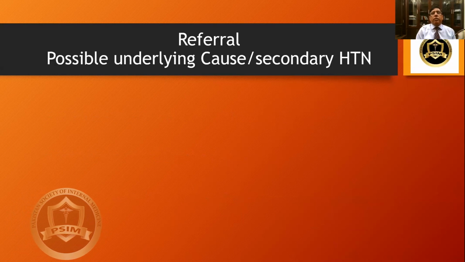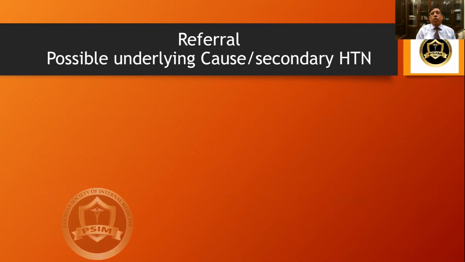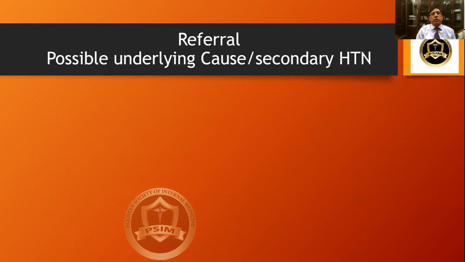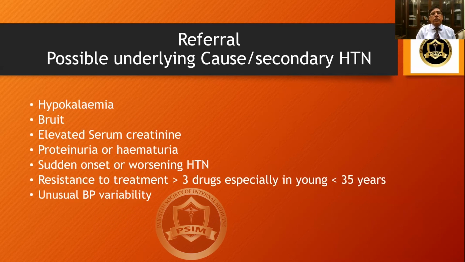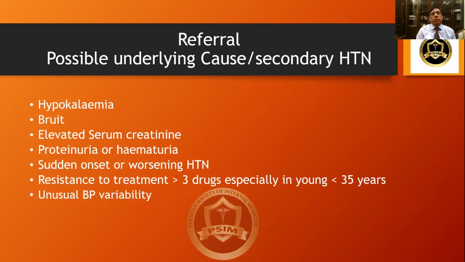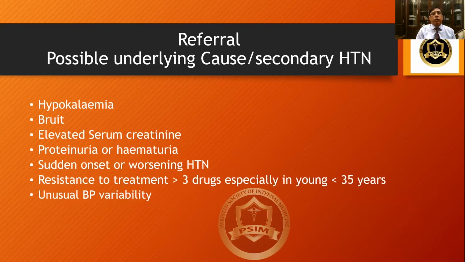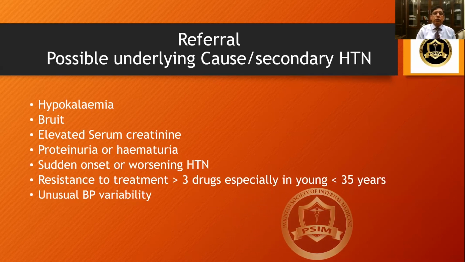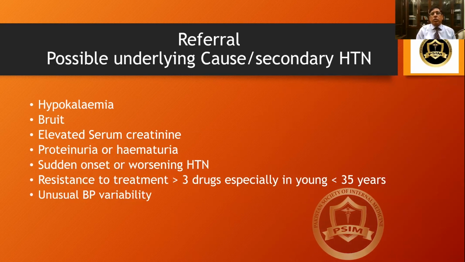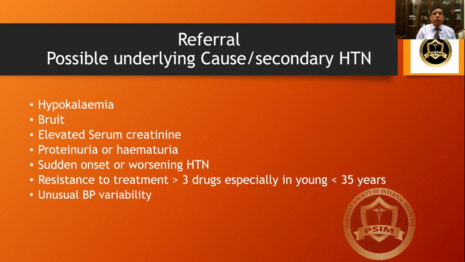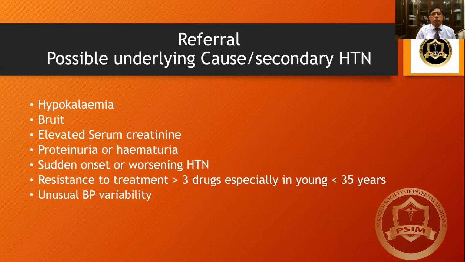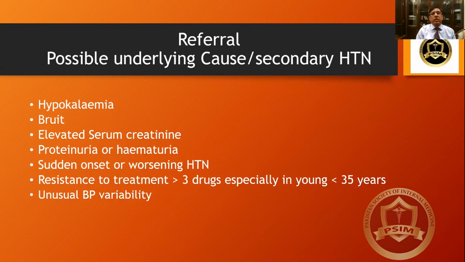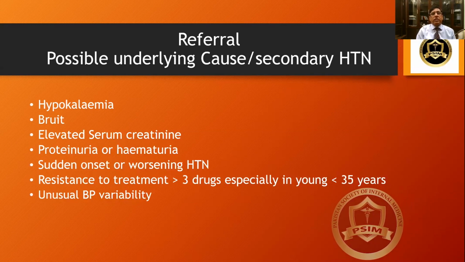Sometimes there may be an underlying secondary cause for hypertension. This also needs to be referred, and these are the indicators. Aziz Sab elaborated on these previously when we started the workup of a patient with hypertension. Anyone with hypokalemia, bruit, elevated creatinine, proteinuria, sudden onset or worsening hypertension, or resistance to drugs should be referred, and anyone younger than 30 should be. And Professor Solit last time talked about BP variability. Now these are the individuals who need special care, special attention by the concerned specialist.